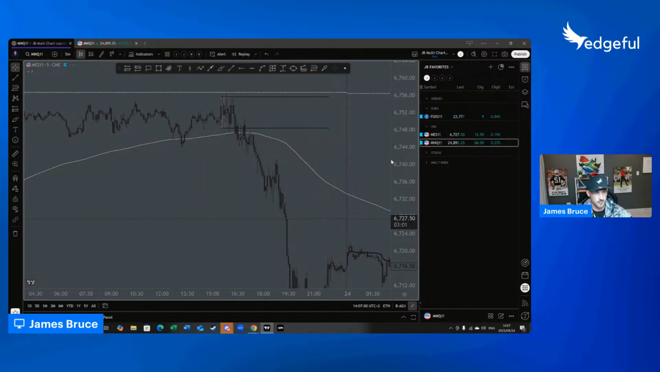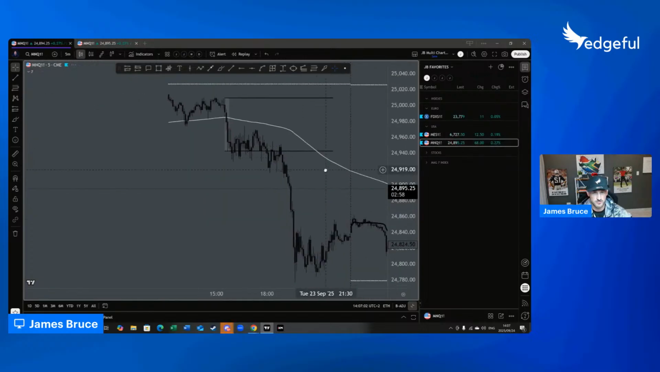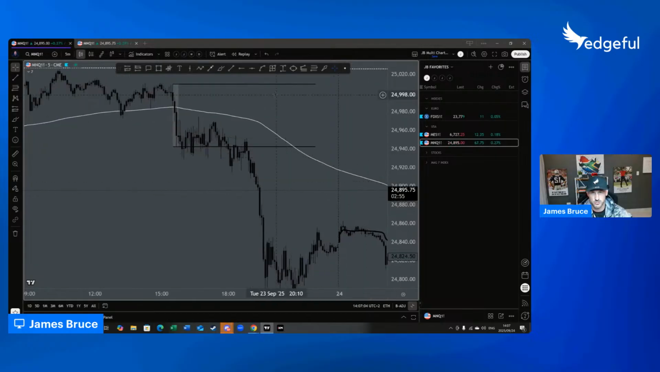But let's go through to the Nasdaq MNQ. So we had some very, very nice shorting opportunities over here. I think easier shorting opportunities in the first hour on ES, just because we were trading from top of range to the bottom of the range.